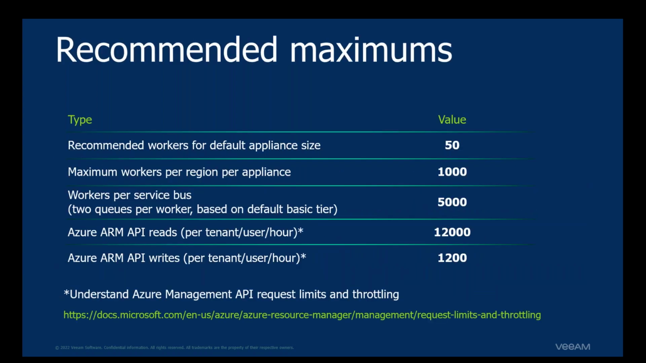Some recommended maximums, also important to mention for the workers. So the recommended number of workers for the default appliance size is 50. And there are also some limitations, I have to say, from an Azure Management API point of view. There is some limited throttling. You need to be aware of that as well. So there's a link at the bottom where you can read more about that. Yeah, it's also good to know with the performance topic in mind.